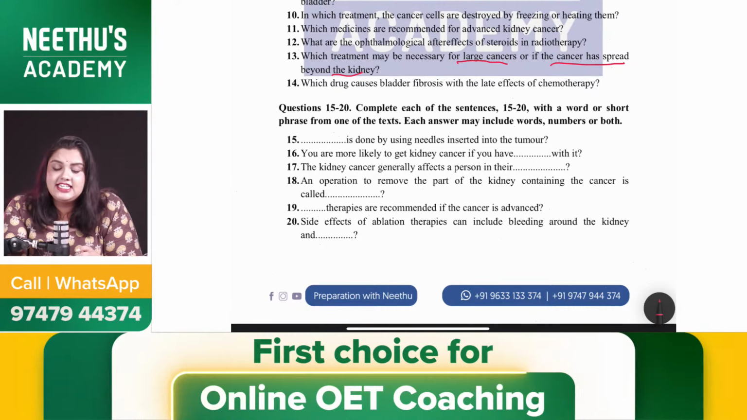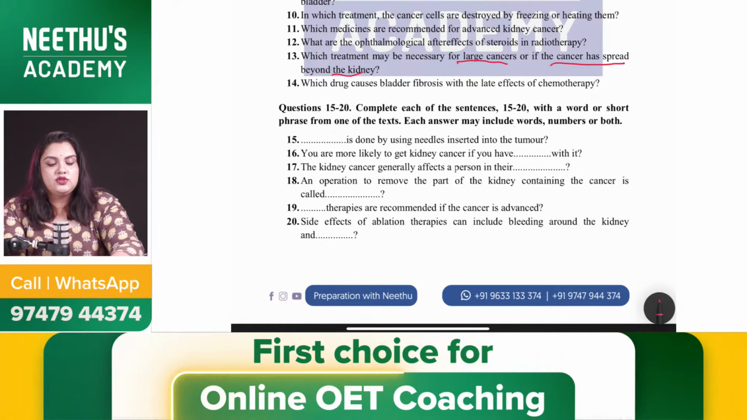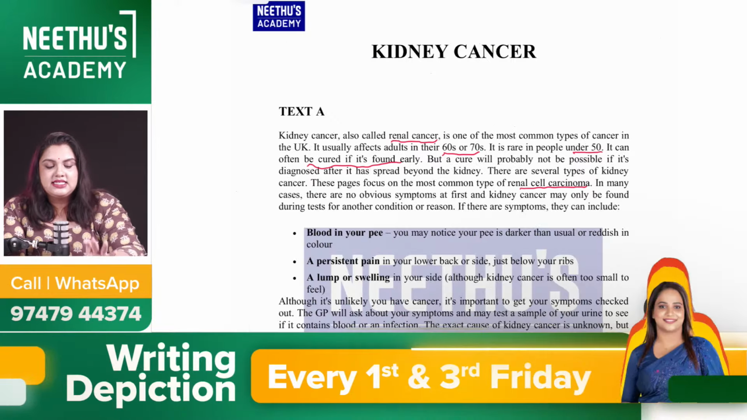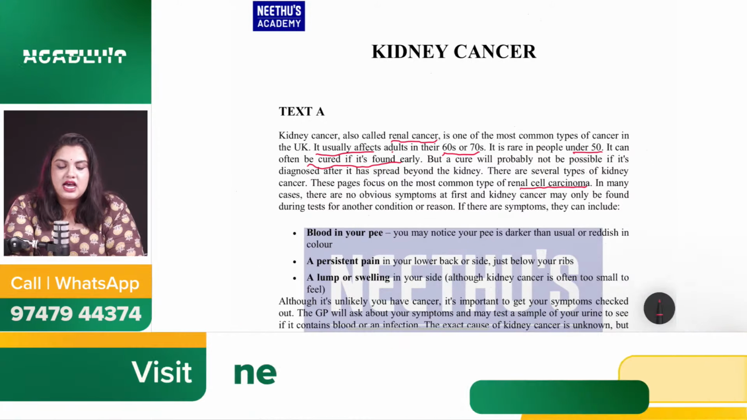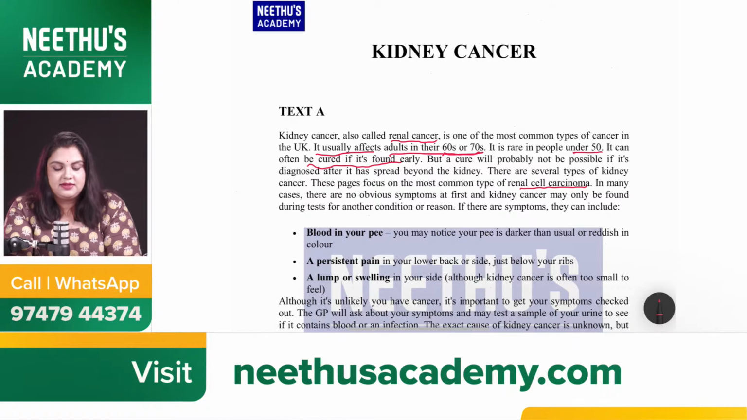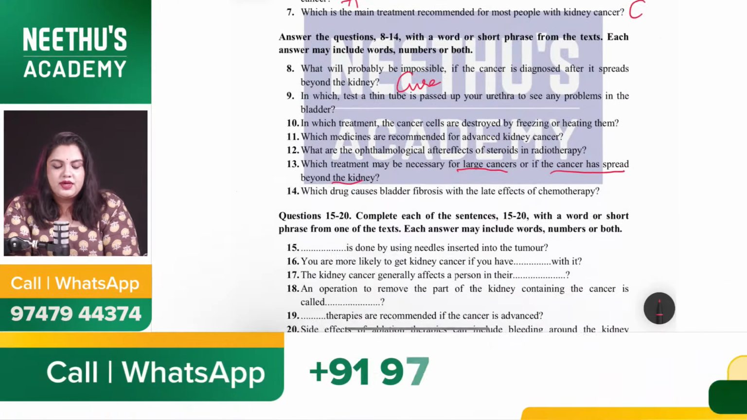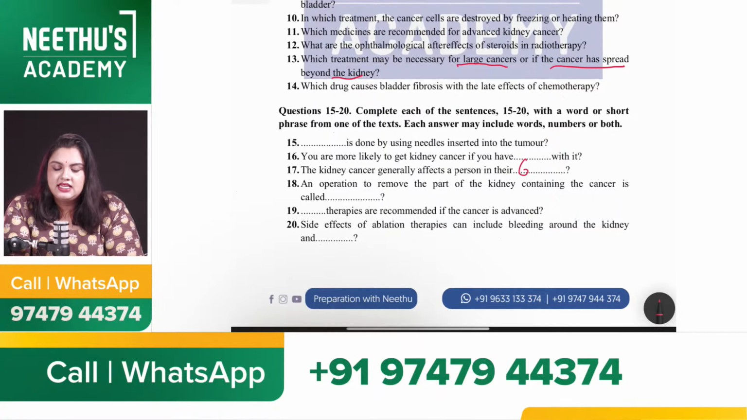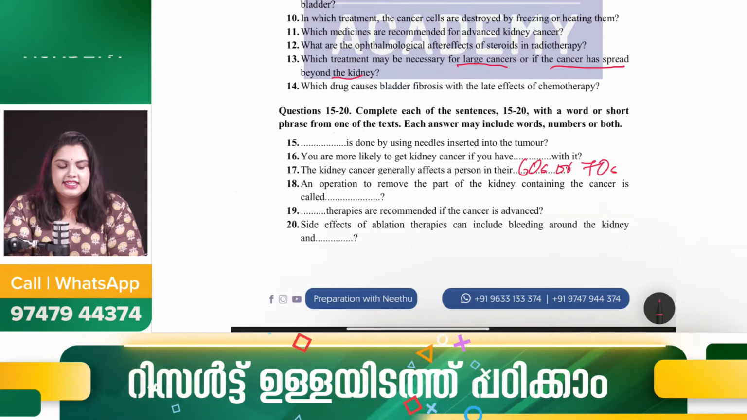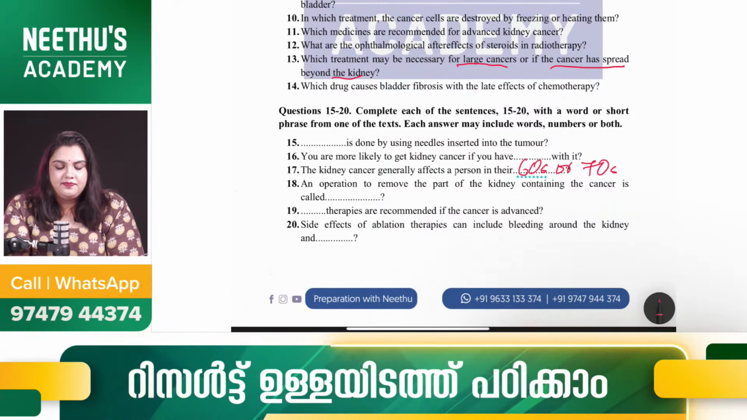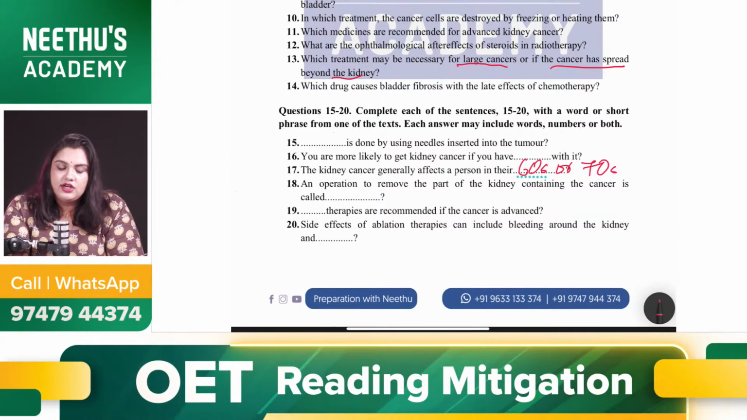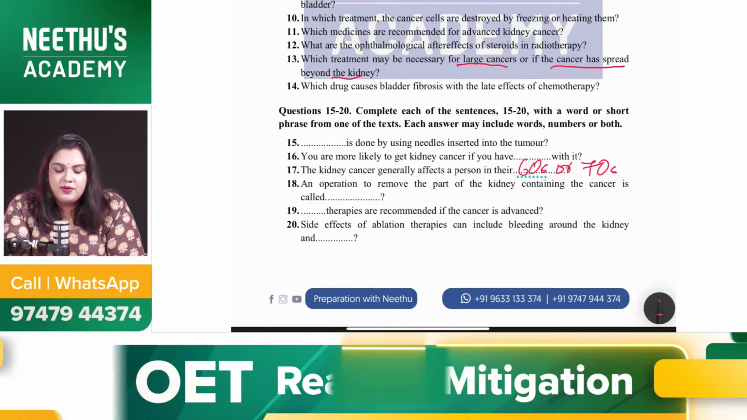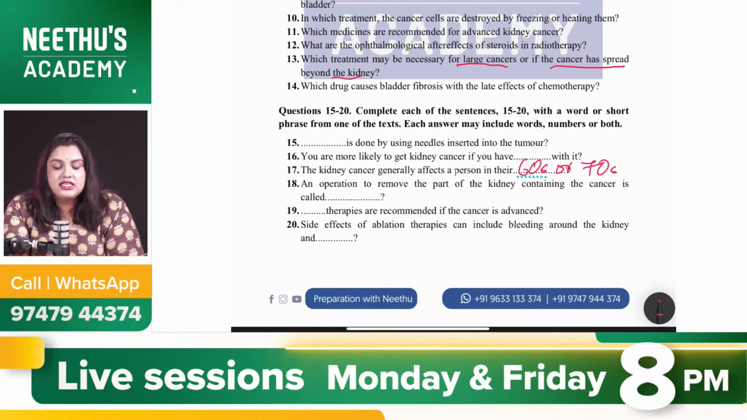Yes, 60s and 70s. Yes, Megha, the answer to question number 17 is 60s and 70s. Yes, it usually affects adults in their 60s or 70s. So the answer to question number 17 is 60s or 70s. All right, moving on to question number 18. An operation to remove the part of kidney containing the cancer is called, I'm repeating, an operation to remove the part of kidney containing the cancer is called.